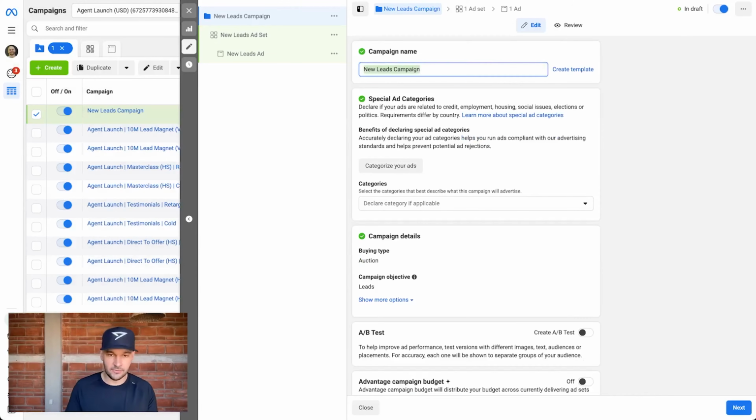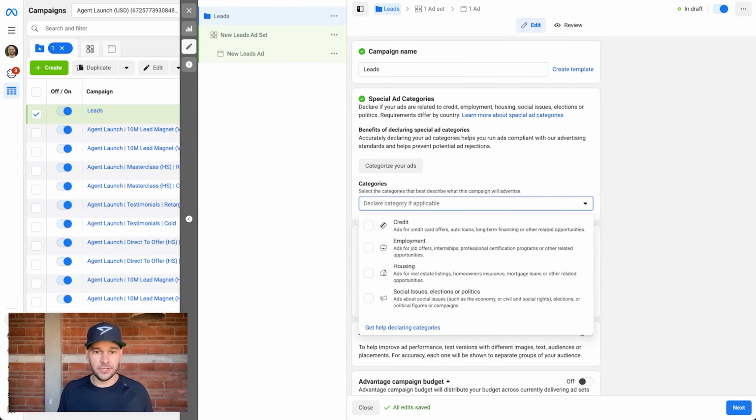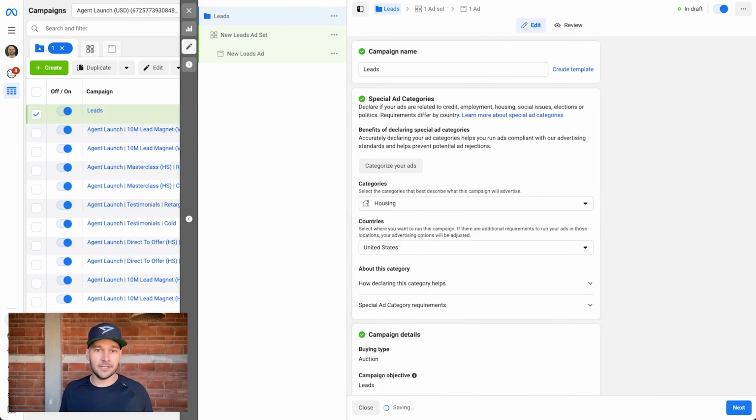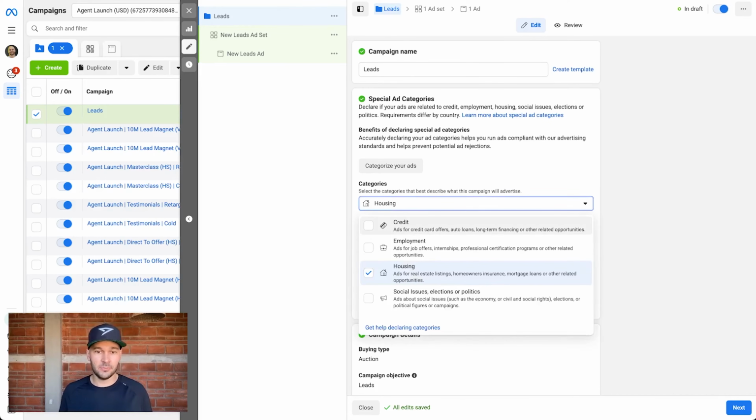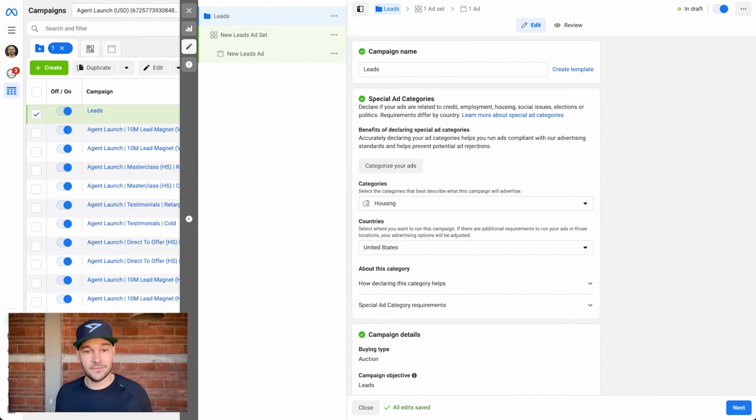At the campaign level, you can just put leads. I like a naming convention of leads, and then the ad set is your targeting. What you're going to do is choose housing for special ad category. Unfortunately, in real estate, you cannot target like you used to. I've done hundreds of in-person workshops on Facebook ads. That used to be my job at a Facebook ads agency. Unfortunately, I was there when this change happened. This was many years ago now, but basically if you're in housing, employment, credit, social issues, or politics, you can't actually target that specifically, okay?